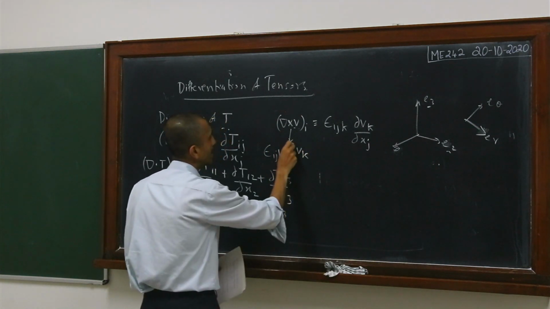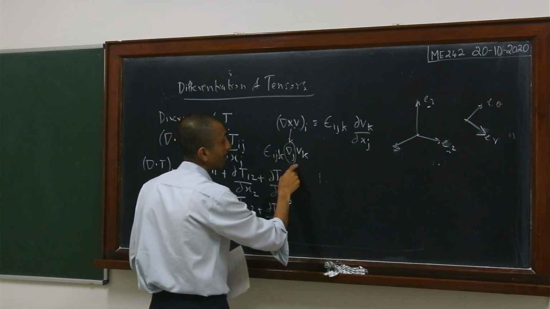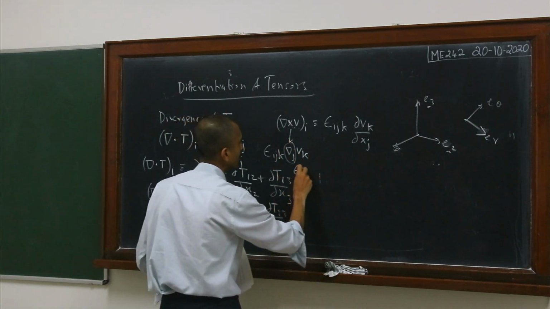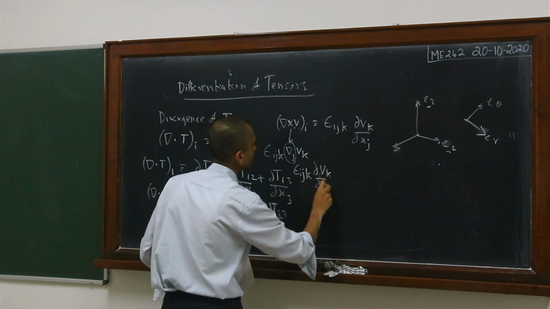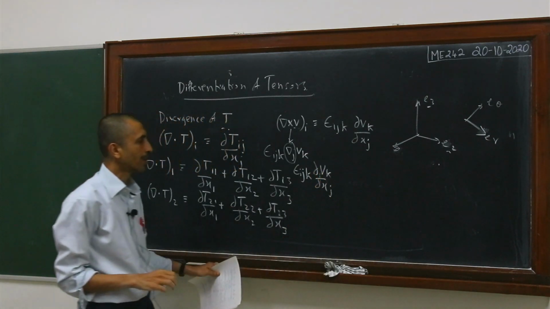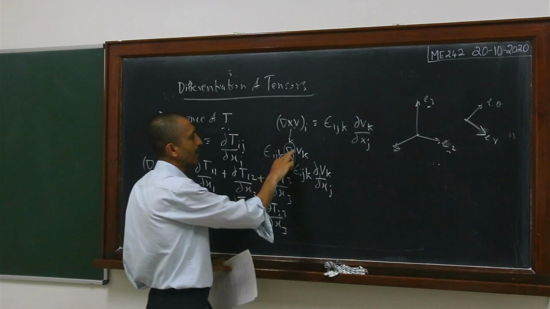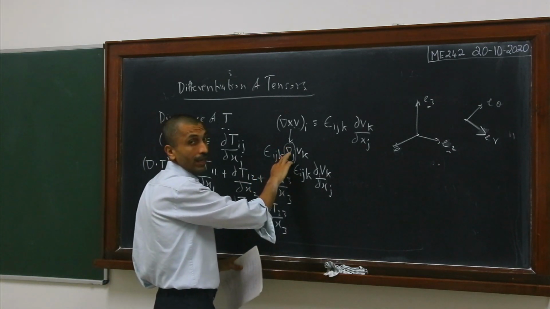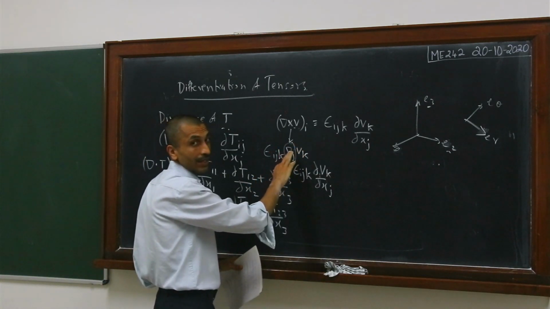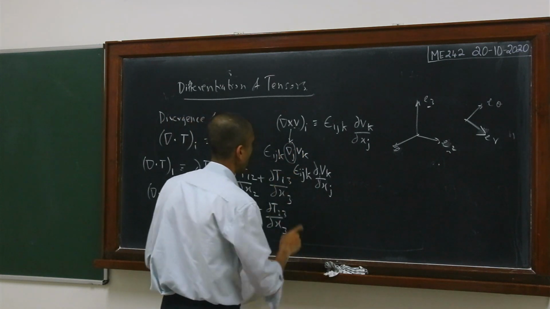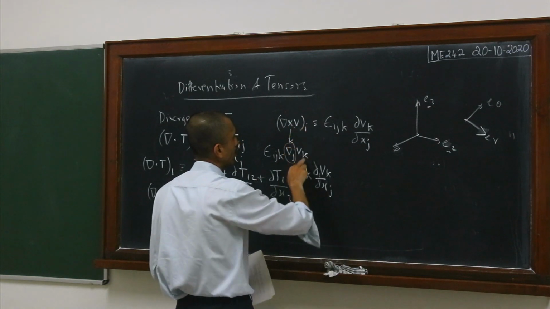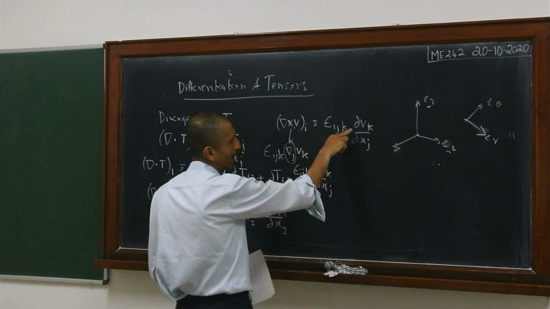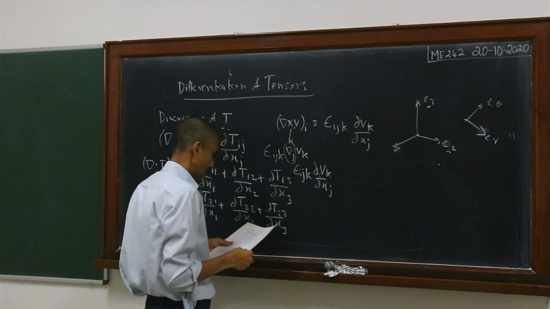And this del j is nothing but del by del x j. So you can write this as epsilon i j k del v k by del x j. Loosely speaking, you can think of this as an operator that is acting on something on the right hand side, so in that sense you can think of this as a vector operator. So del cross V, you can write it in this way. Finally, you get this particular expression here.